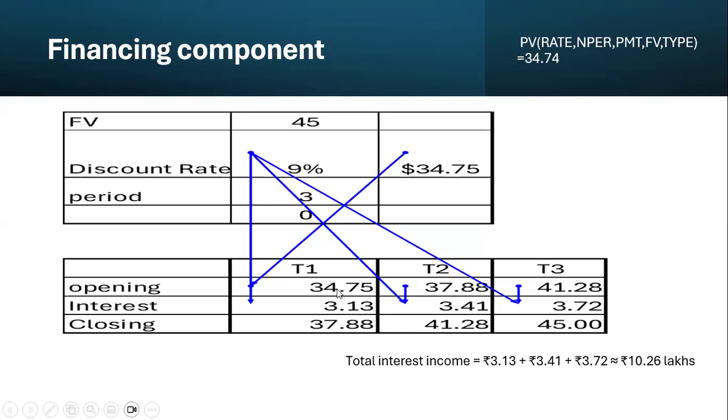Interest 9% on 34. So closing value is 34 plus 3, 37.88. And on this 37.88, once again, interest is calculated for T2, then again T3. So 3.13, 3.41, and 3.72 is the interest to be recognized year after year, whereas 34 is recognized in the year 1 as the revenue, not 45.